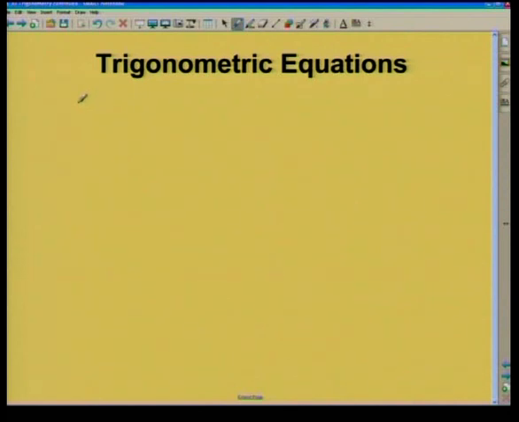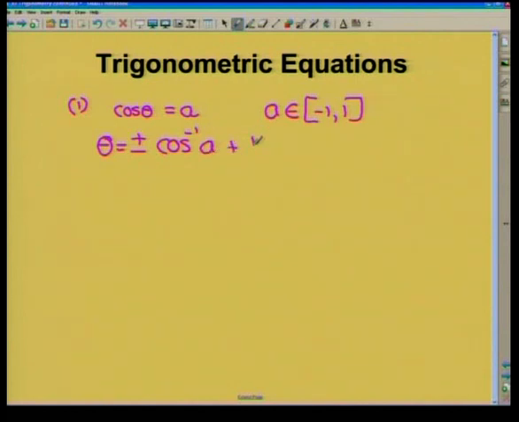Right, so now we know that the first definition we need to know is that if cos theta equals A, very important that A is an element of minus 1 to 1, then theta equals plus or minus shift cos A plus K 360 degrees, K an element of Z. In other words, this K is integers. Why? Because the normal period of a cos graph is 360 degrees, and the amplitude of a cos graph, always, will be between minus 1 and 1.